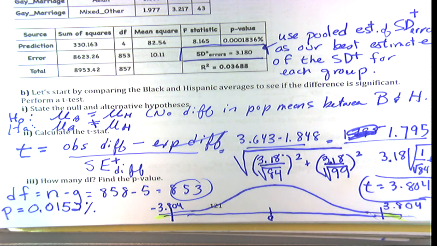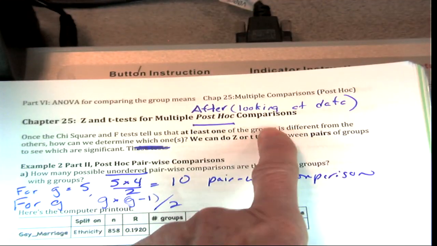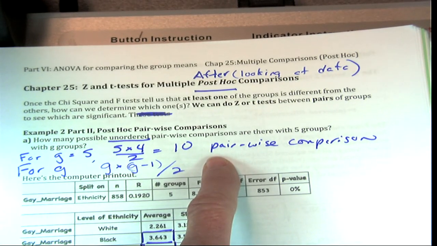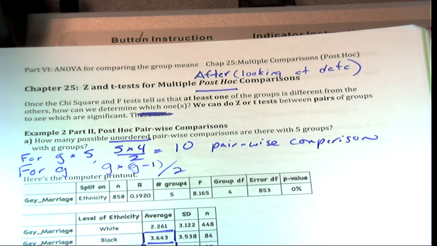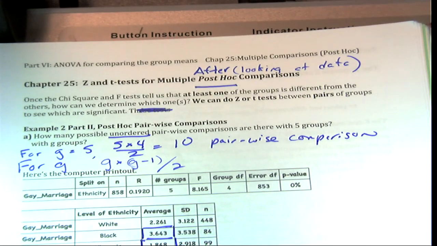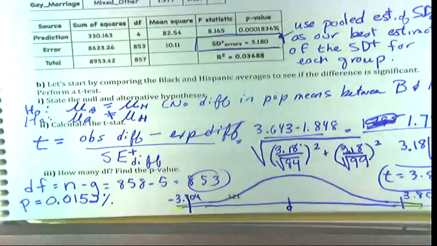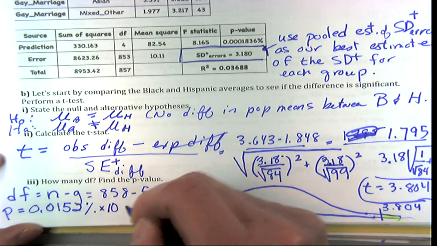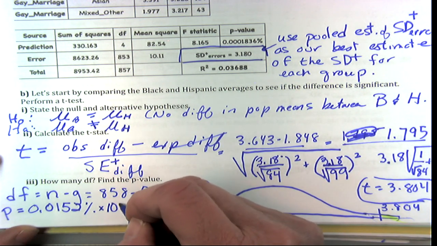Now, I could just leave it there, and you'd think, why not? But here's where the post-hoc comparisons come in. Because there are 10 pairwise comparisons, and I cherry-picked the one that I thought would have the greatest difference, I have to adjust this p-value and multiply it by that 10. It's called the Bonferroni correction.